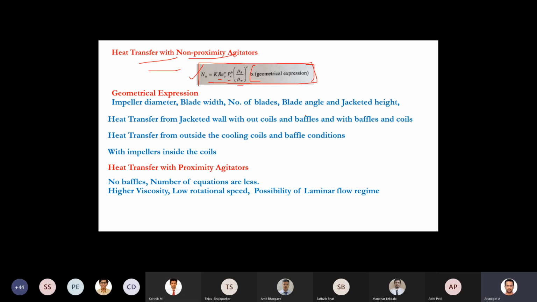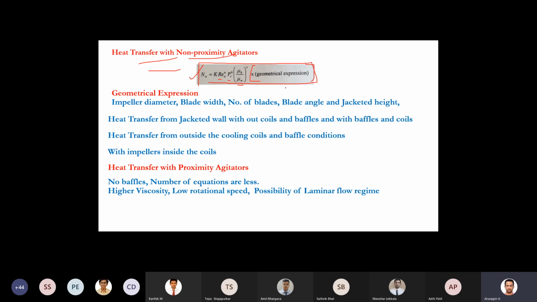Heat transfer from jacketed vessels with coils, without coils, with baffles, without baffles. So many different combinations are possible in these cases. When you use non-proximity agitators, the correlations are also developed. We have so many correlations for these cases.